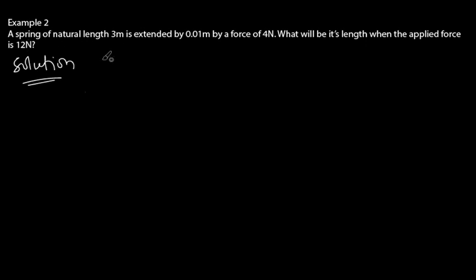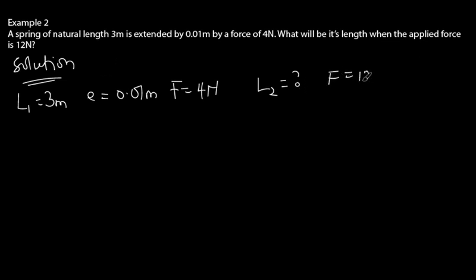We have here a spring of natural length, so we have L1, the first length, which is 3 meters, and then it is extended, so the extension in the first scenario is 0.01 meters. The force that is causing the extension is 4 newtons. Now the question is asking for the new length, L2, which we don't know, when the applied force is 12 newtons. So they are telling us when the force was 4, the extension was 0.01, and the length was 3 meters. So what is the length if the force is now 12?